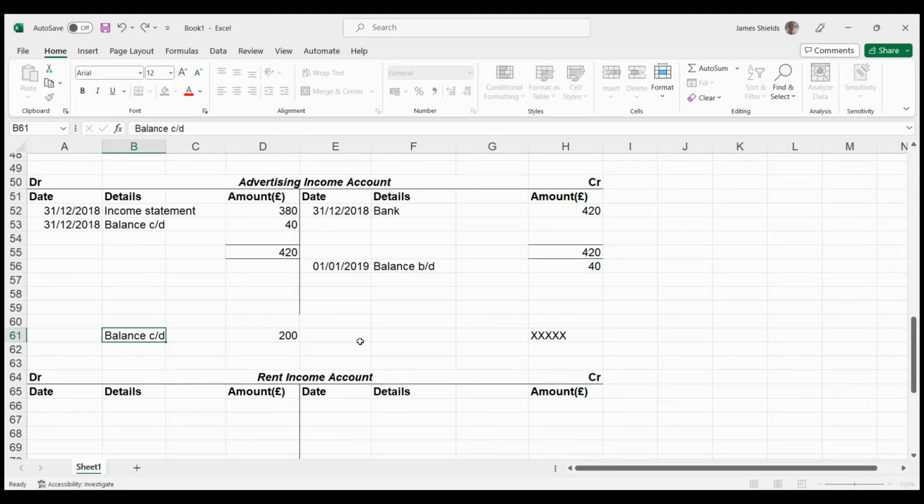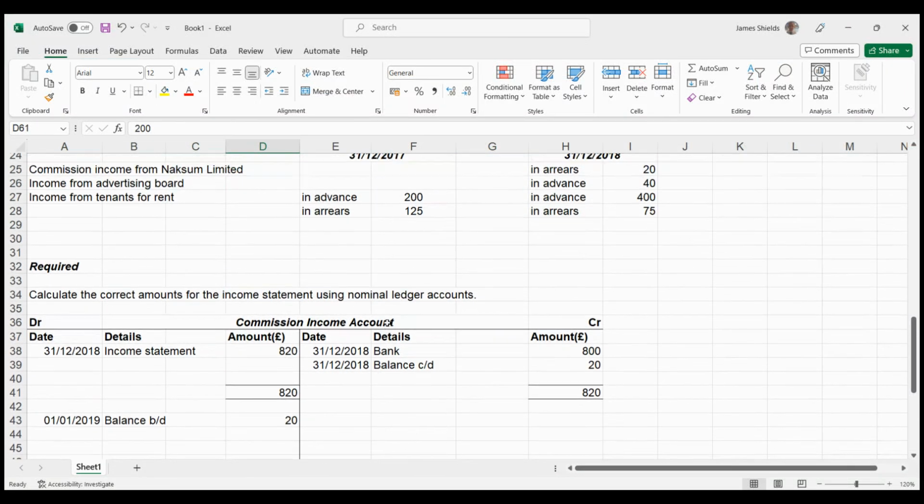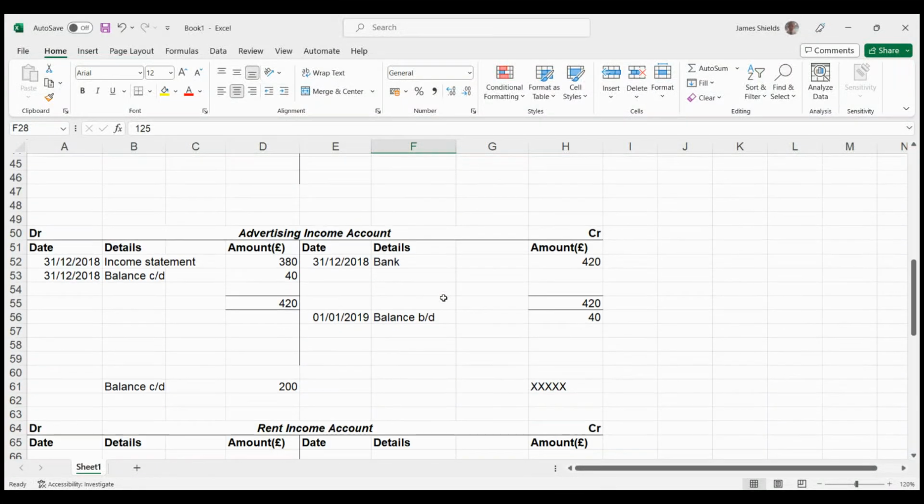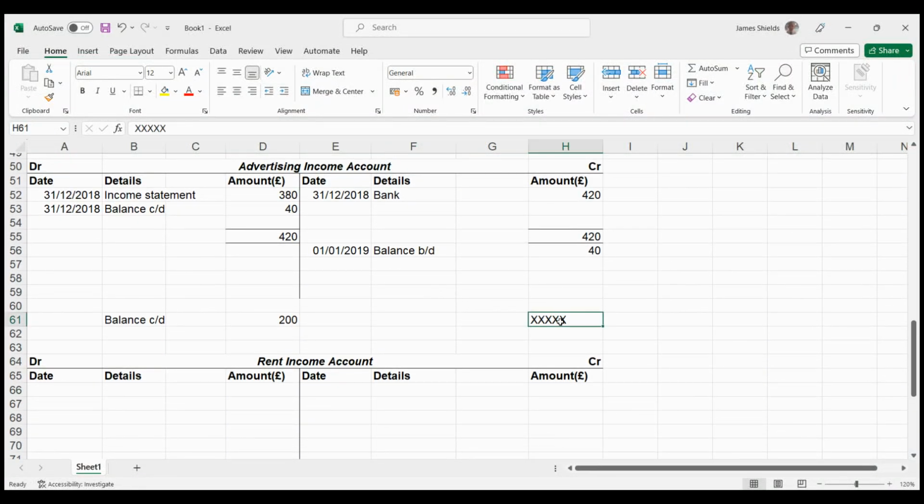So again, this is just my workings now. At the end of last year, we had a balance carried down on the debit side of £200. That was the rent paid in advance. Now the rent in arrears was £125, so someone still owed us £125. So the rent figure should then have been £125 more. So that's going to go on my credit side, and that's going to be, again, my balance carried down.